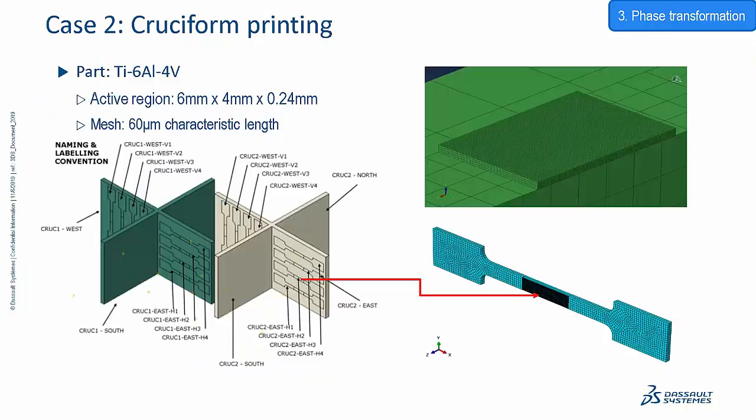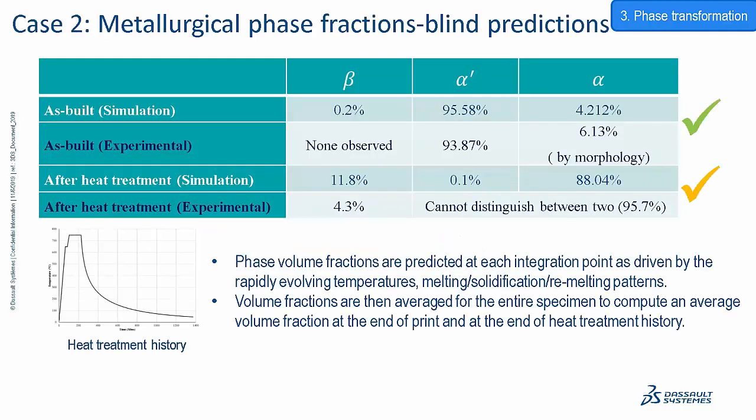For study case number 2, TWI devised a new set of experiments to both calibrate and validate the phase transformation model and subsequent structure property map. 2 cruciform specimens were built in both conditions, as built and heat treated. The phase volume fractions are predicted at each integration point as driven by the rapidly evolving temperatures. However, both experimental and simulation results indicated that a mixture of phases exists at all locations without a clear trend on how this might evolve locally within the sample.